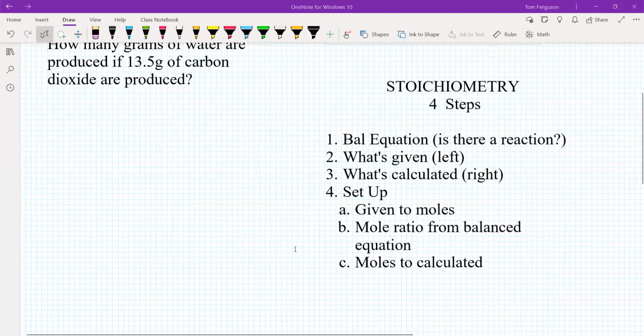Every single problem has got 4 steps, unless we're given more than one given. I'm going to touch upon that at the end of lecture today and get into it big time on Monday.